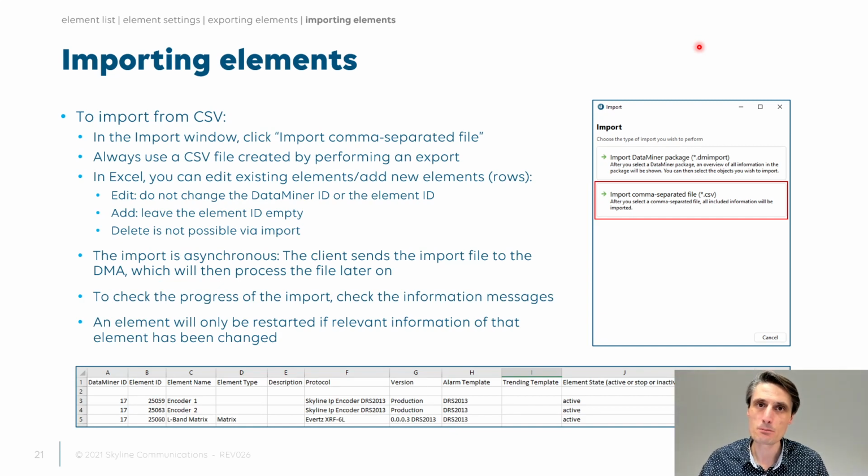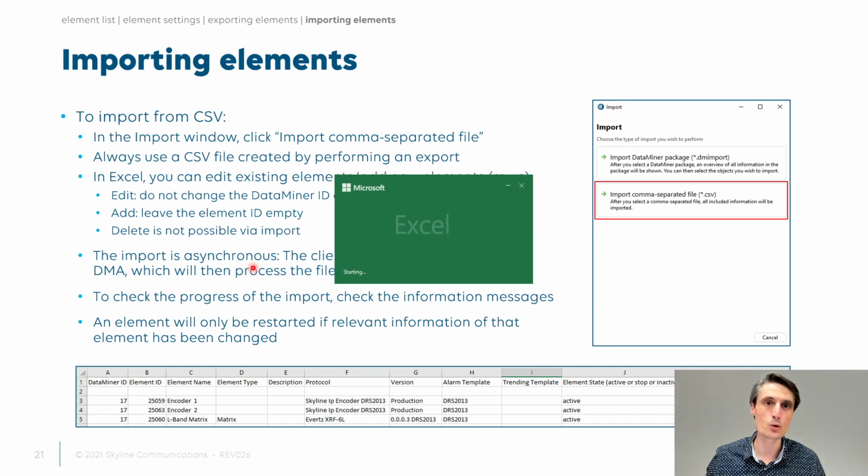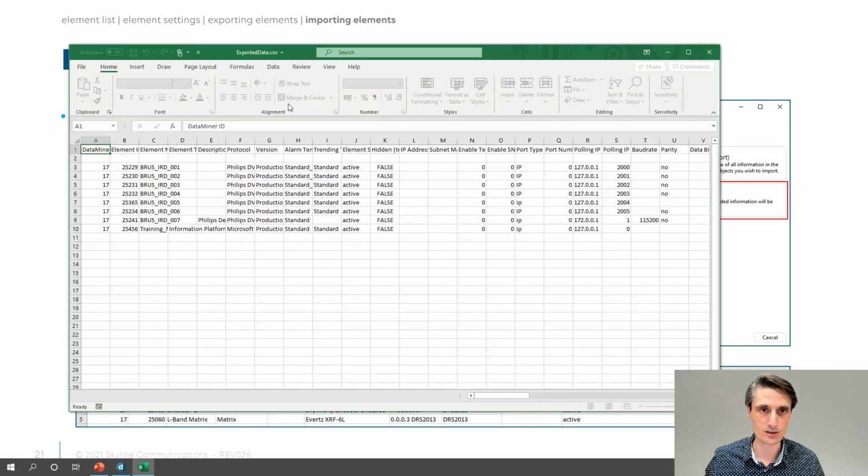So I exported my Brussels view into a CSV as well. And let's now open that up in Excel, as you can already see on my screenshot at the bottom here. So what I will do is I will open up the exported data.csv that I created or just exported before.